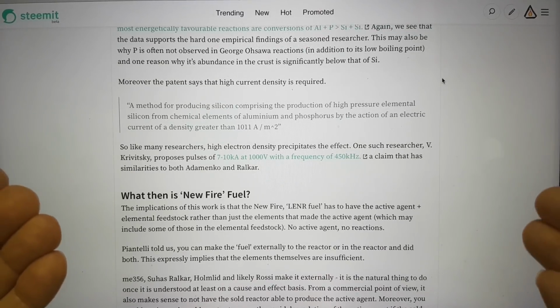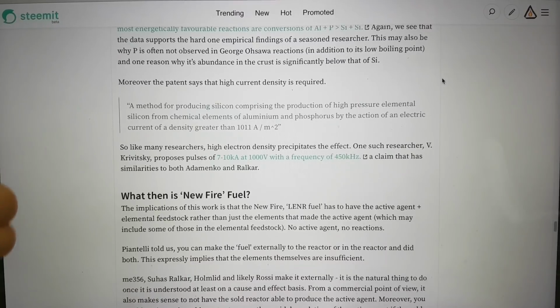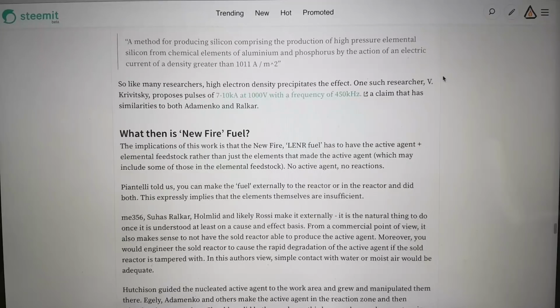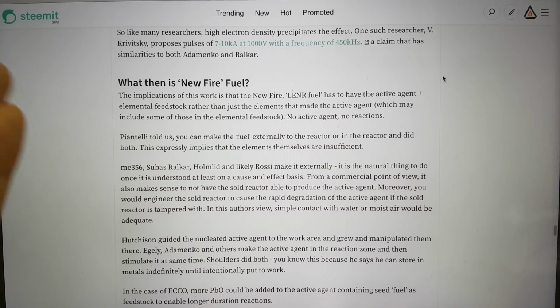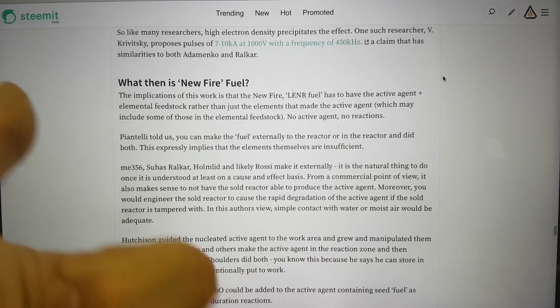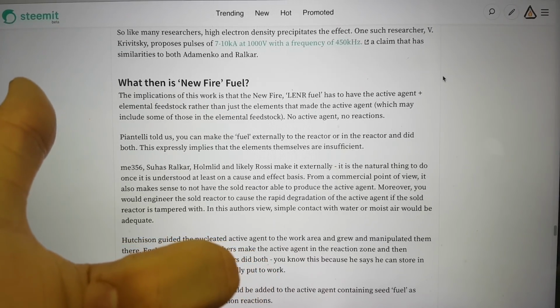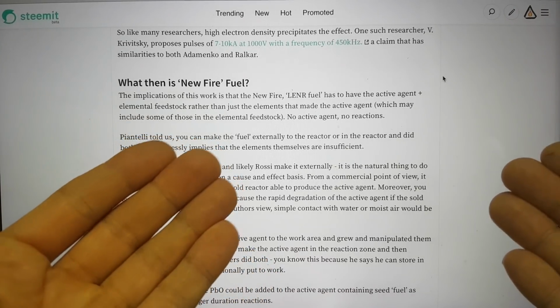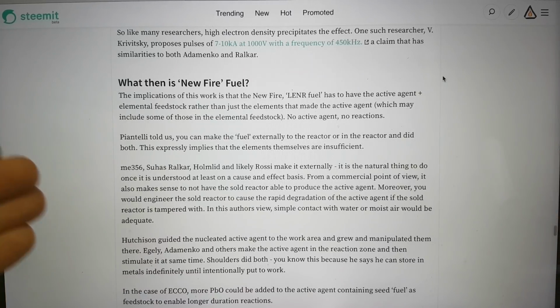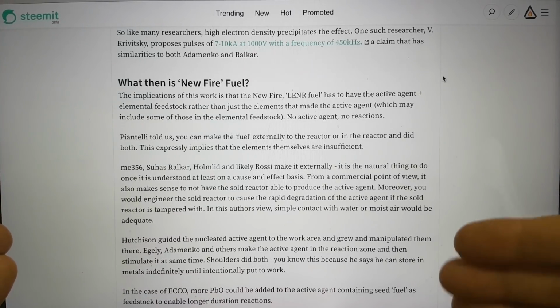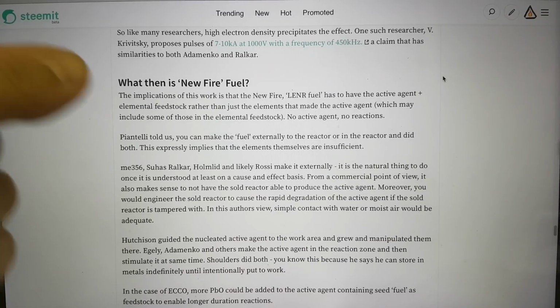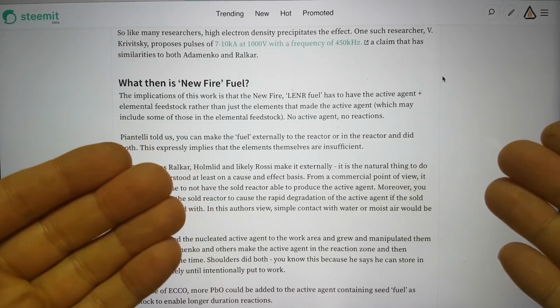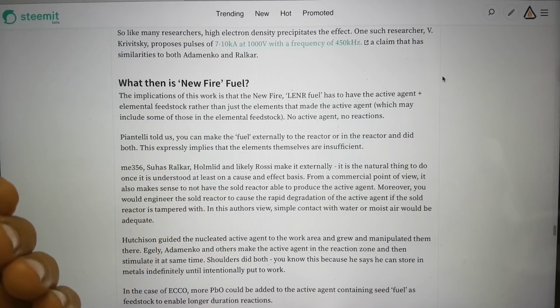Now I want to say, given the evidence above, what, in my opinion, at this stage, new fire fuel is. The implication of this work is that the new fire Lena fuel has to have: 1. The active agent plus elemental feedstock. It's not just the elements that made the active agent, which may include some of those in the elemental feedstock. What I'm saying is that if you do not have the active agent, you will have no Lena reactions.